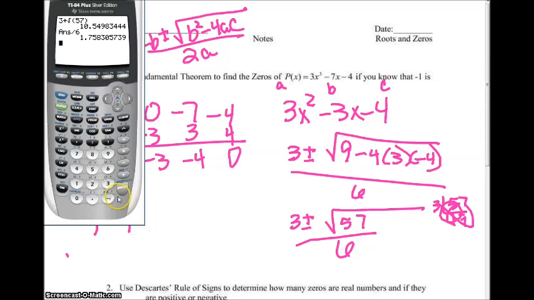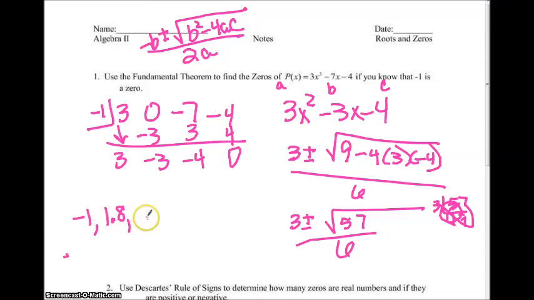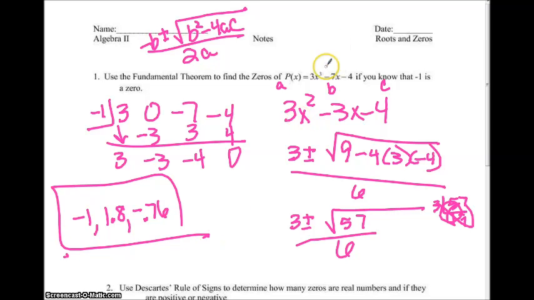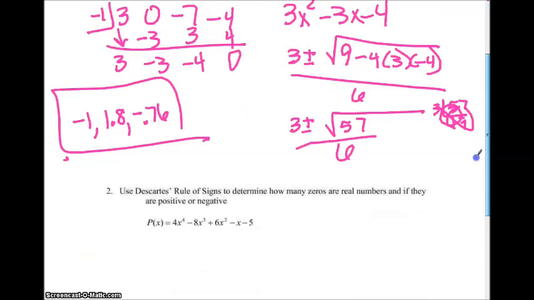And then I'm going to do it again, but I'm going to subtract. So 3 minus the square root of 57. Get out from under. Enter. Divided by 6. Enter. Negative 0.76. So the other one would be negative 0.76. And you have your 3 roots. I know there were supposed to be 3 roots or zeros because my degree is 3.